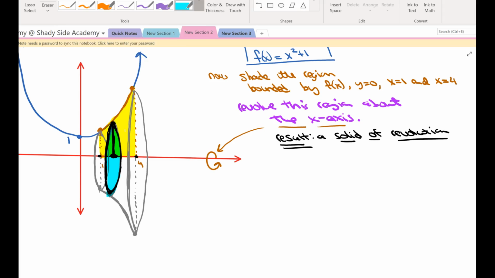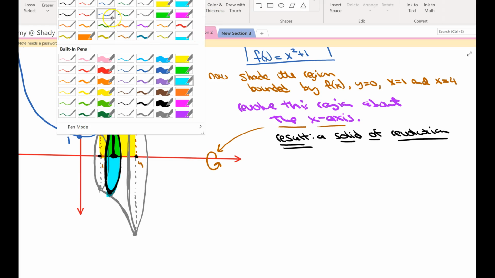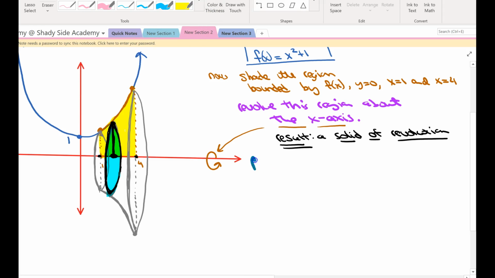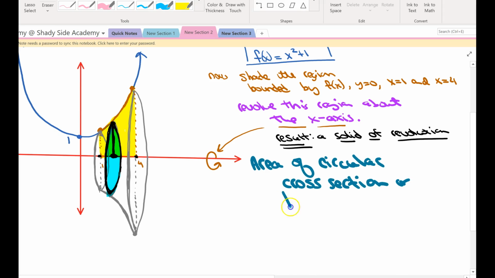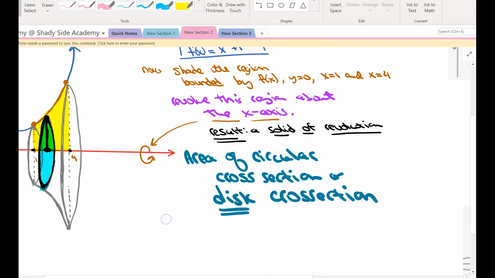Okay, let's generate over here to the side an expression for the area of this circular cross section. We can certainly call this a circular cross section, but in calculus speak, this is called a disk. This shape is referred to as a disk. Well, the area of a circle in general is just pi r squared.